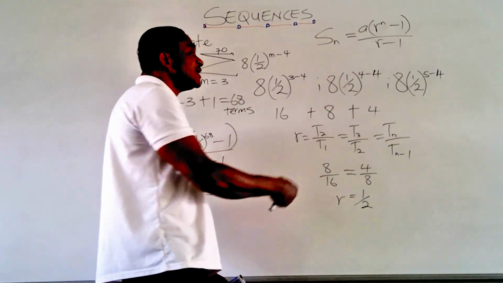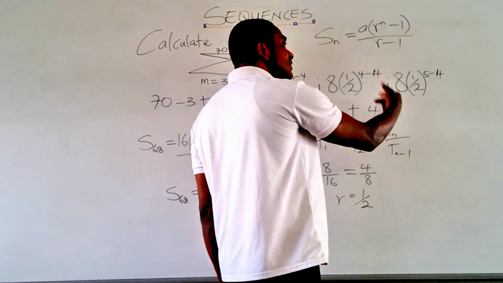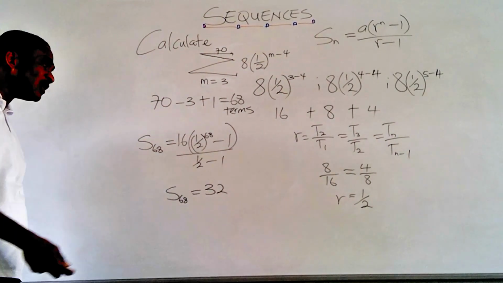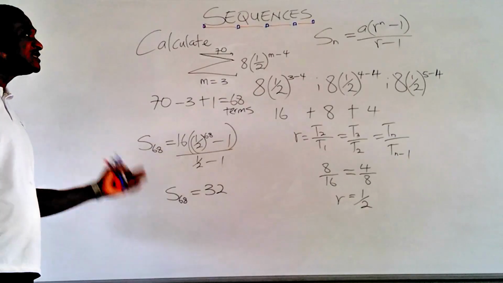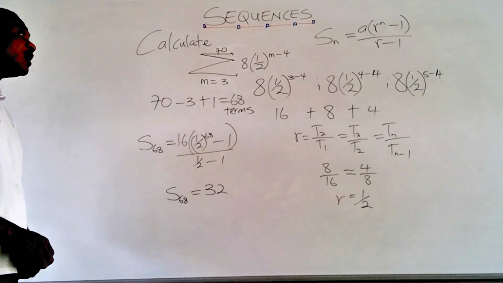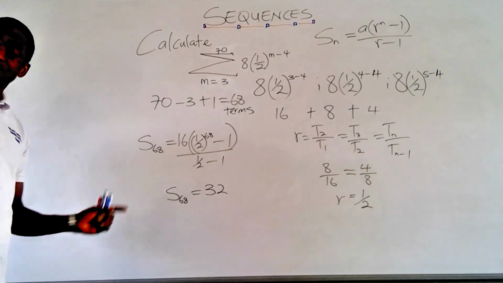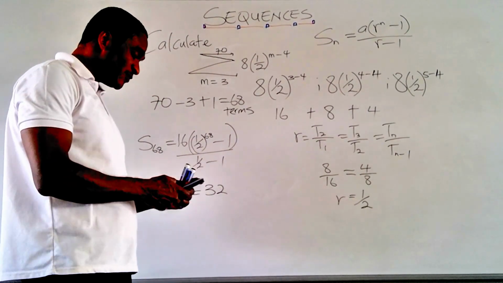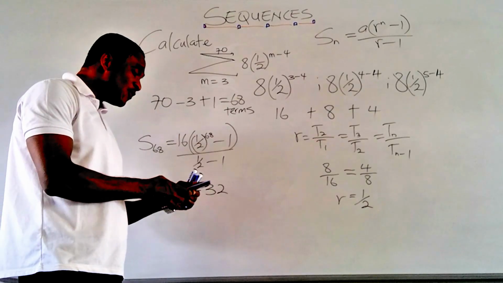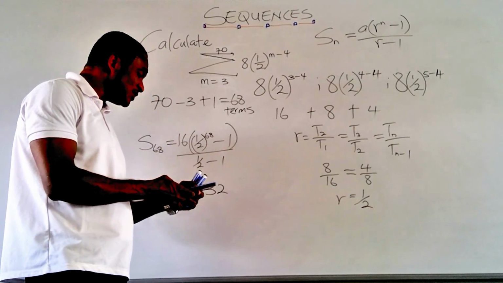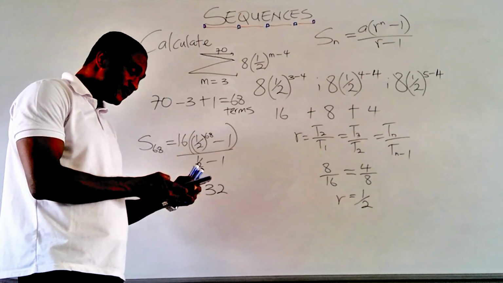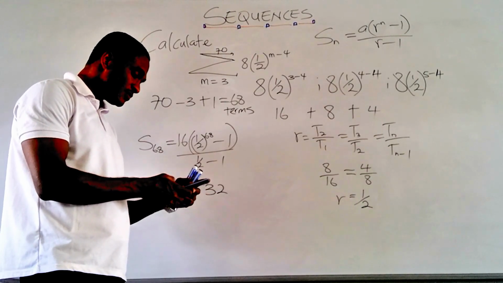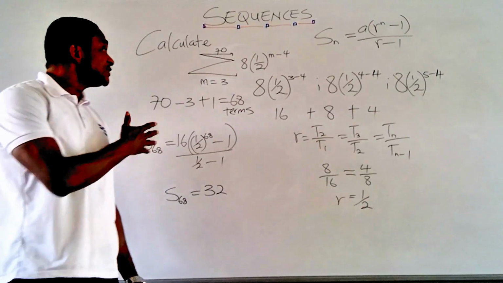Because it gets smaller, the next will be 2, the next will be 1 and a half, and a quarter, and it becomes smaller and smaller. So the 68 of them, when we sum them all up, will give us 32. And this is the solution to this problem. Please remember, when you are plugging in your calculator, be extremely careful.